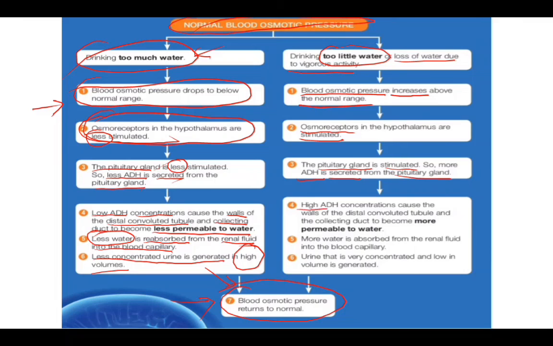So high ADH hormone concentration will cause the wall of the distal convoluted tubule and the wall of the collecting duct to become more permeable to water. Okay, so more water is absorbed from the renal fluid into the blood capillary. So urine that is very concentrated and low in volume is generated. So this will bring our blood osmotic pressure back to normal.